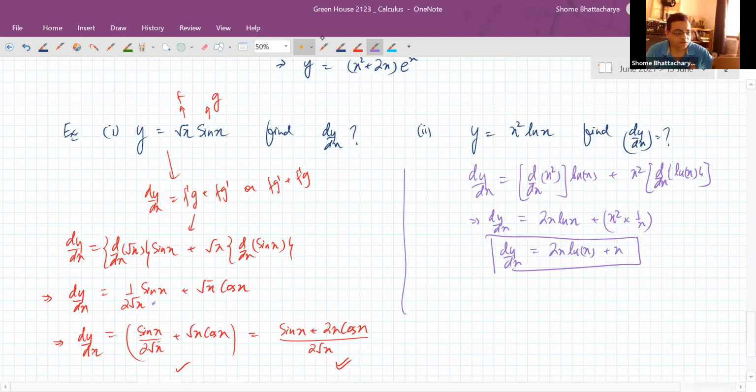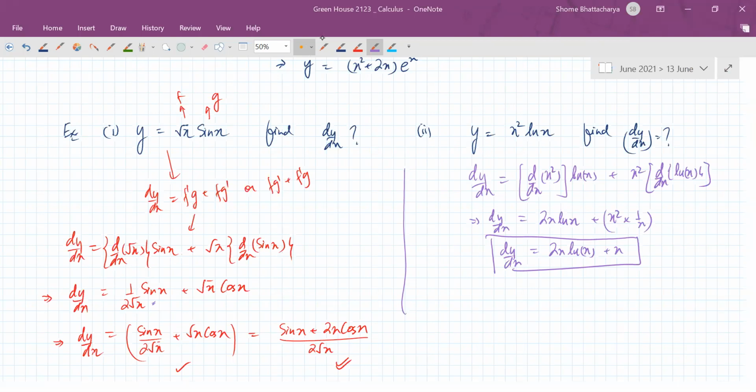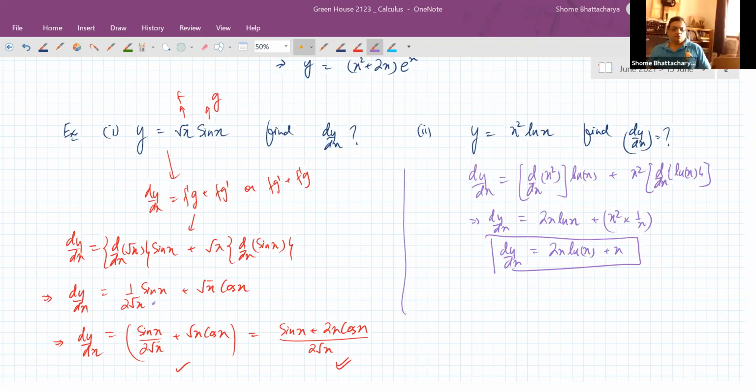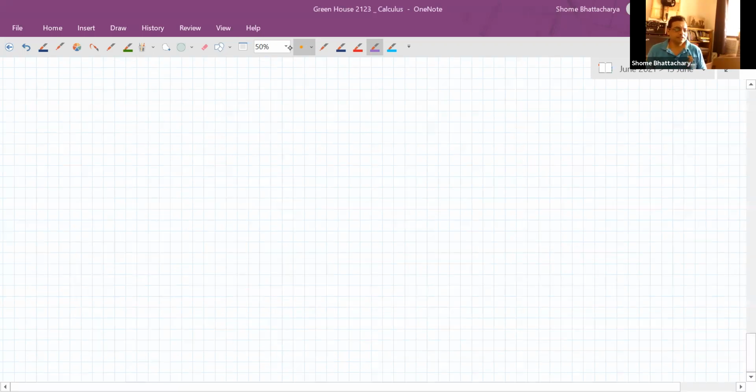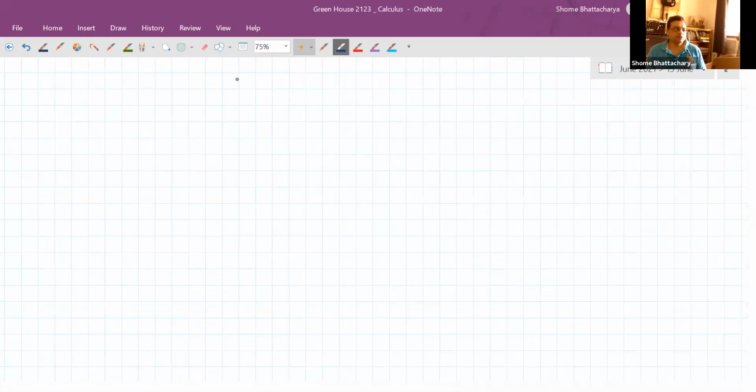Okay, so hope these questions are clear to all of you. Yes, sir. Okay, so that is about the product rule. It's very simple. Now you can see one thing interesting. We can use the product rule to generate the algebraic functions of differentiation.